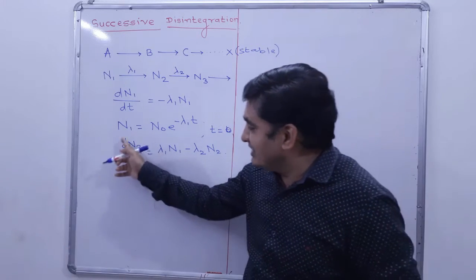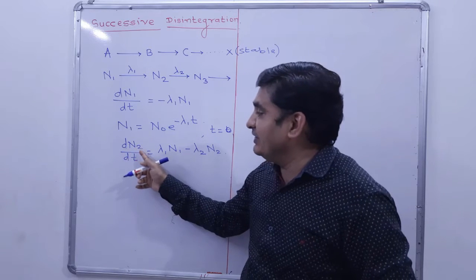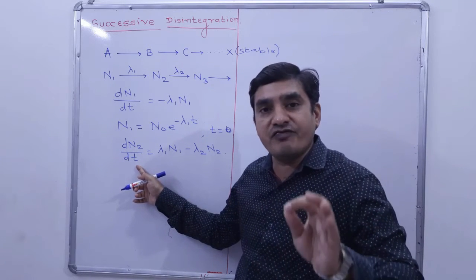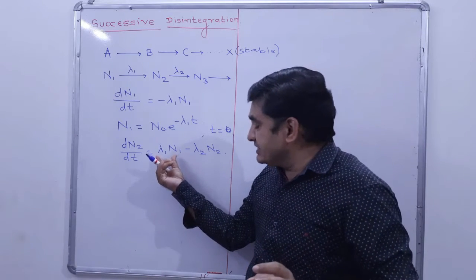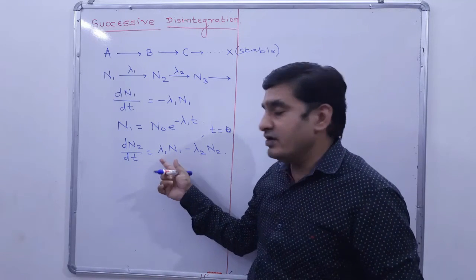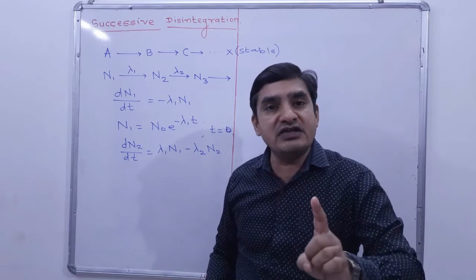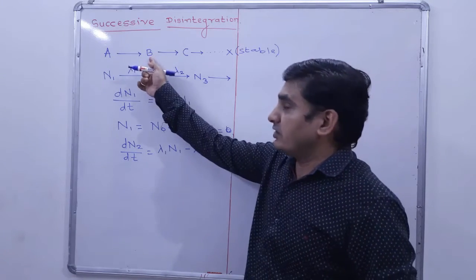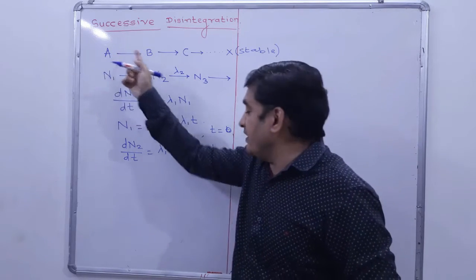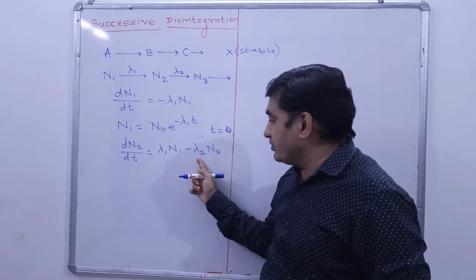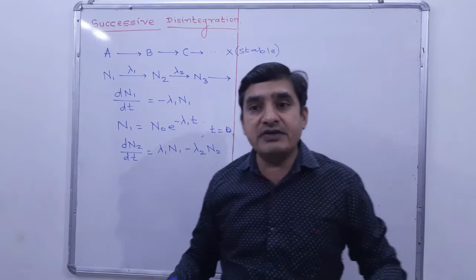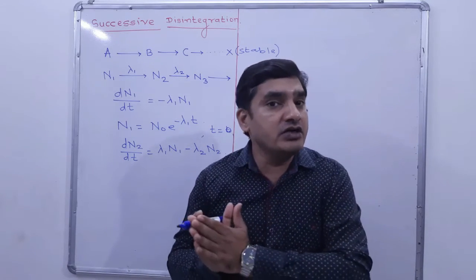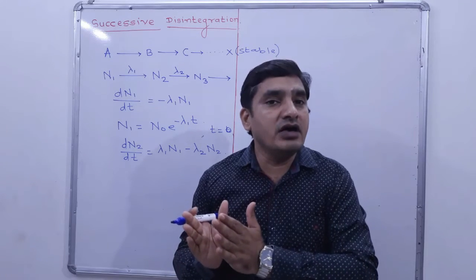So dN2 divided by dt is the rate of disintegration of the daughter. It is equal to lambda 1 N1. The first term represents the rate of formation of the daughter from the parent, and lambda 2 into N2 represents the rate of disintegration of the daughter, or N2.